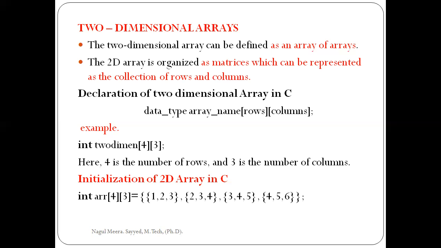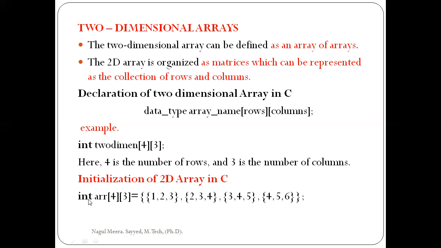Now, how do we initialize a two-dimensional array in C? Initialization means inserting some values in the two-dimensional array. Initialization is done with the equal to operator. With the help of the equal to operator, we can initialize some values to a particular variable or array. So how do we initialize values in a two-dimensional array?